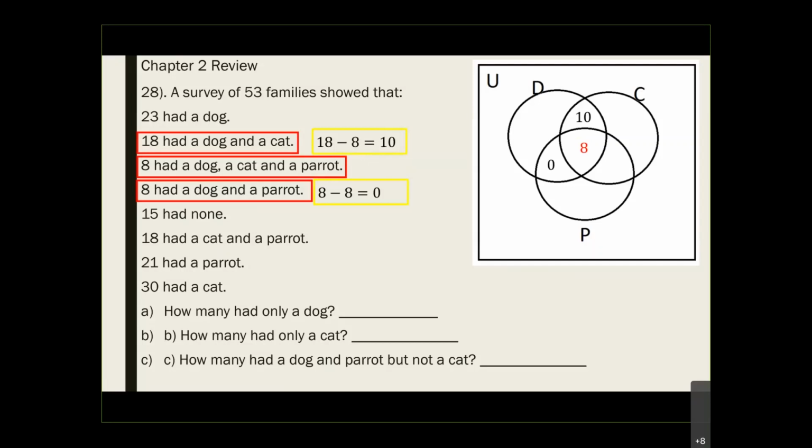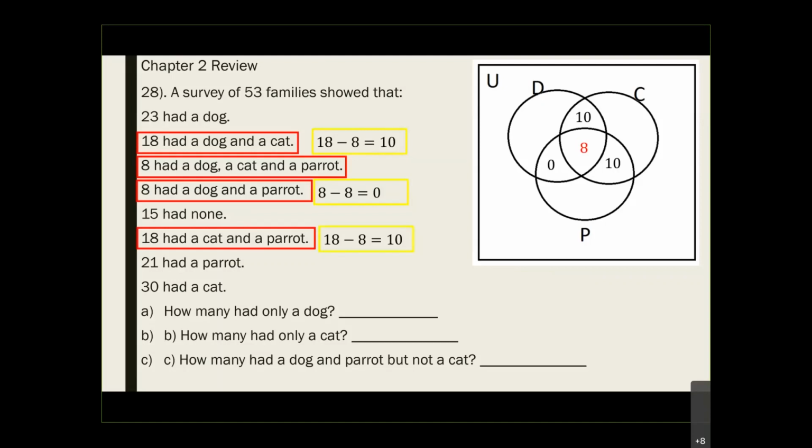Whoever has dog and parrot has a cat along with it, right? The next information is cat and parrot, where 18 of them have cat and parrot, right? Same thing: we take 18 minus 8, which is the 10 people that have cat and parrot by themselves, not dog, right?